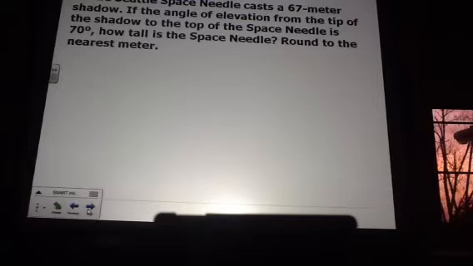The Seattle Space Needle cast a 67-meter shadow. If the angle of elevation from the tip of the shadow to the top of the Space Needle is 70 degrees, how tall is the Space Needle? Round to the nearest meter.